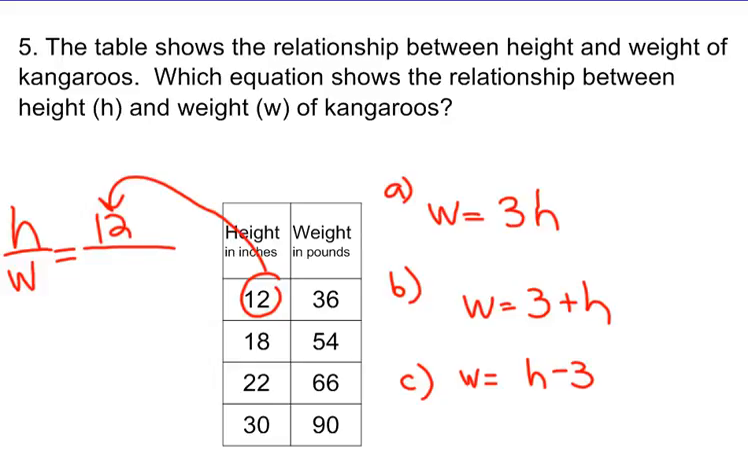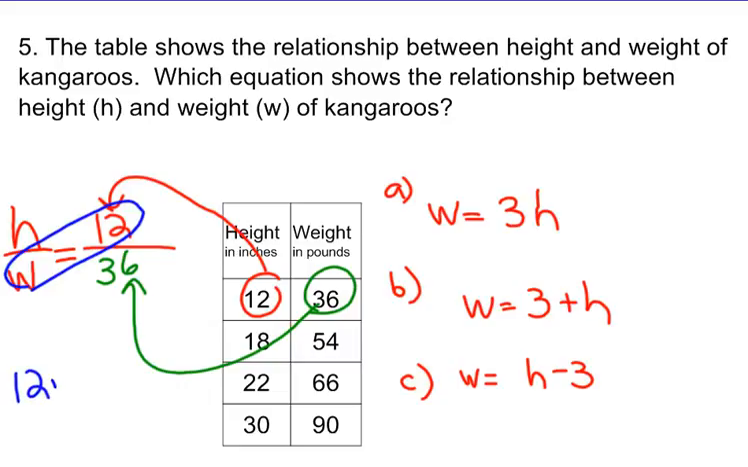Remember, different up and down, same across. Here's a weight, and I put that in under weight. Now let's solve it to see if I can get an equation that matches. When I cross multiply, I will get 12W equals 36H. If I look here, all my answers are in W.